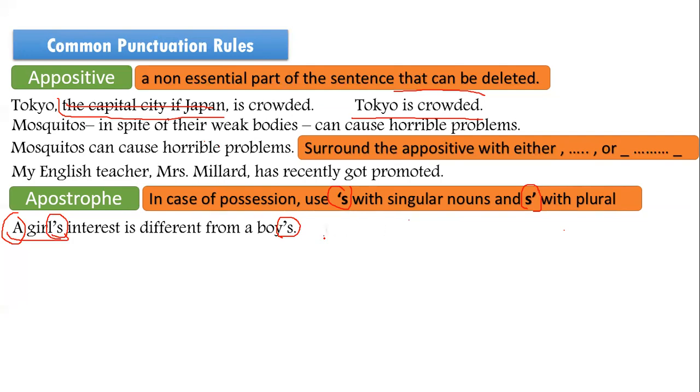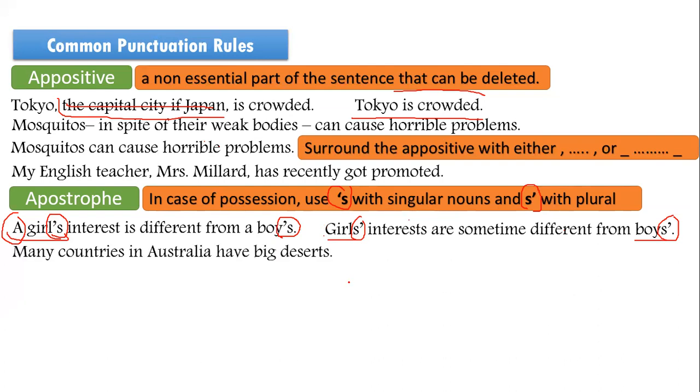Look at the following example. Girls' interests are sometimes different from boys'. Is this only one girl or many girls? Is this only one boy or many boys? What do you think? Yes, many. Very good. So the word girls here is plural, so I add the apostrophe after the S. The same idea here, because I'm talking about boys in plural. Okay, so again, when it was only one girl, apostrophe S. Many girls, S apostrophe.